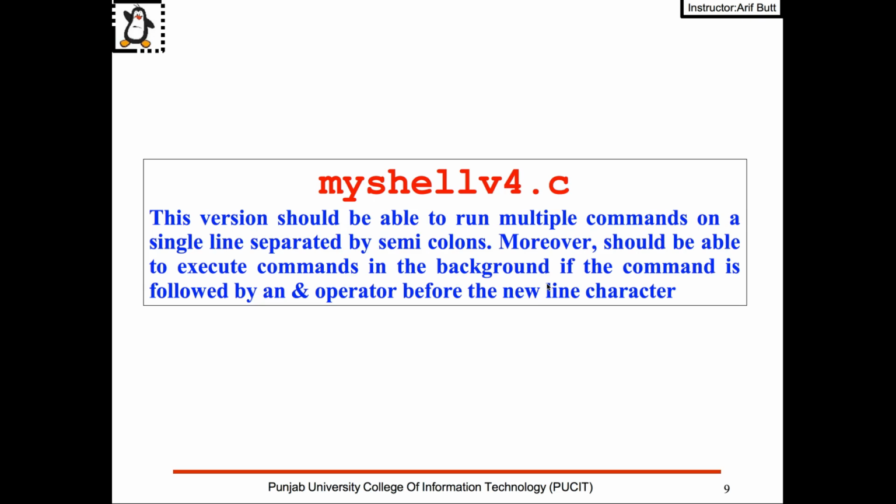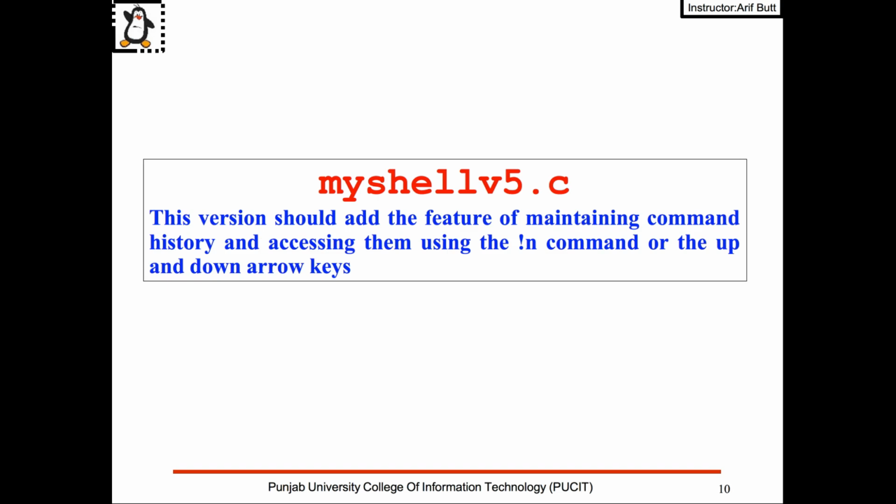Version 4 will enable the user to run multiple commands on a single line separated by semicolons, which we have seen in the initial part of this video. And moreover, this version should be able to execute commands in the background if the command is followed by an ampersand operator before the newline character. Version 5 should add the feature of maintaining command history and accessing them using the exclamation sign followed by the number of the command, or maybe using the up and down arrow keys you can access the previous command and execute them.